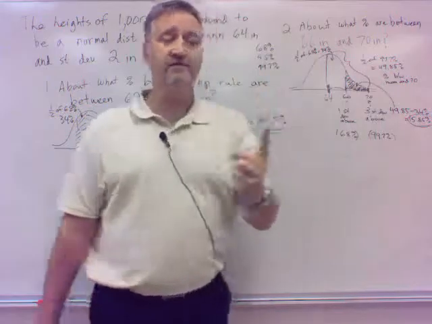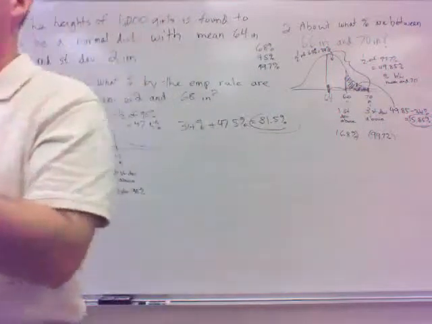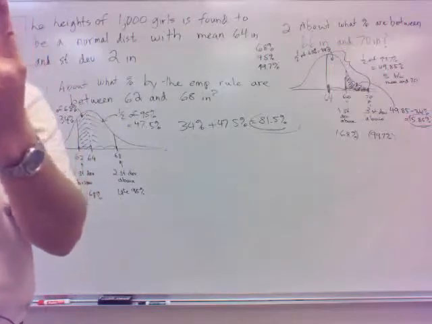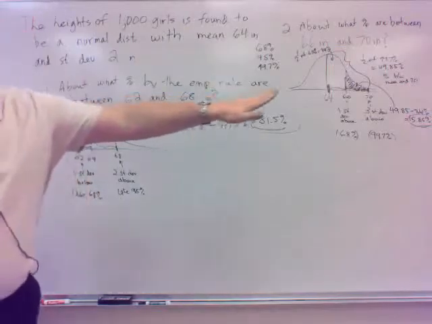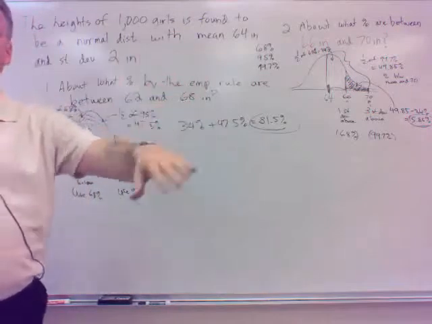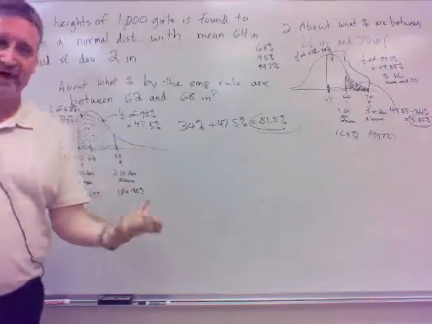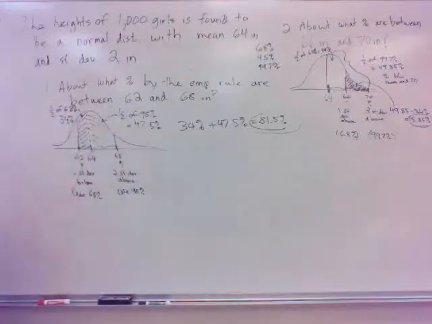If they're on the same side of the mean, the general rule of thumb is you subtract them. If you put them on the graph and on the same side, you subtract the percentages. If they're on opposite sides of the mean, you're going to add the percentages. Okay, so that's your general rule of thumb. And we'll encounter more of that in a second.